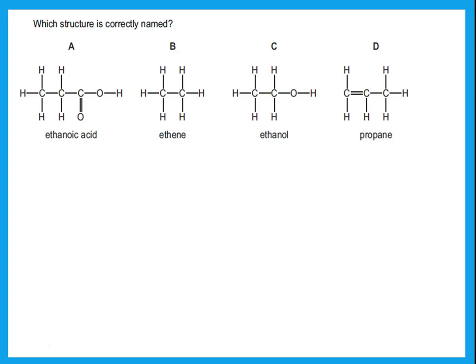Which structure is correctly named? So which one has the correct name on it? Now let's look at A. He's saying A is ethanoic acid. Is eth 3 carbons? No, eth is 2 carbons and this one has 3, so that's wrong. Well, B he's saying is ethene. Is that ene? No, ene should have a double bond. What about C? C he says is ethanol, eth 2 carbons, and OH, so that means this is the correct one. What's wrong with D? D says propane, but actually it has a double bond, so that should be propene.